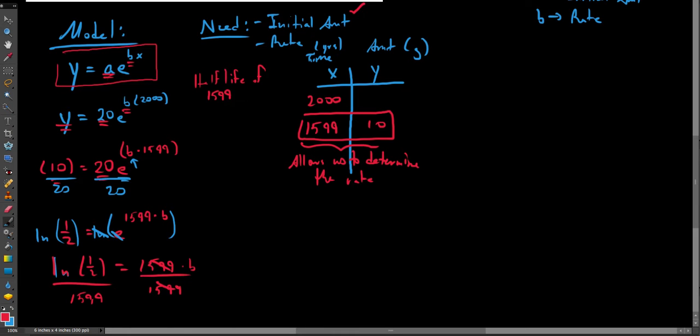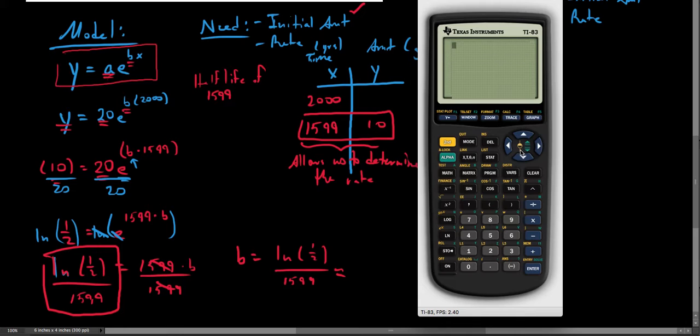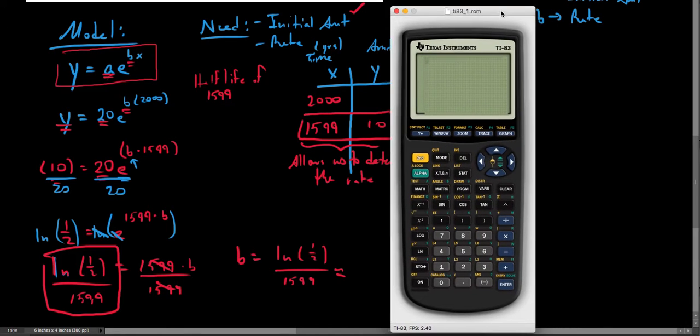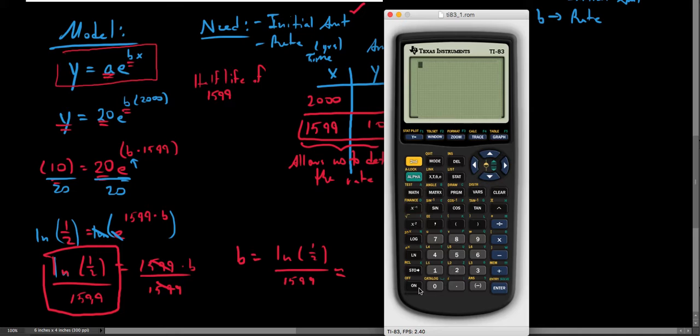And so we have our exact rate is the natural log of a half divided by 1,599, so we say our rate is equal to the ln of a half divided by 1,599. That's our exact value. And we want to get a decimal for this. So as a piece of advice, at least with rates here, we want to go out to at least 4 non-zero digits, the first 4 non-zero digits.